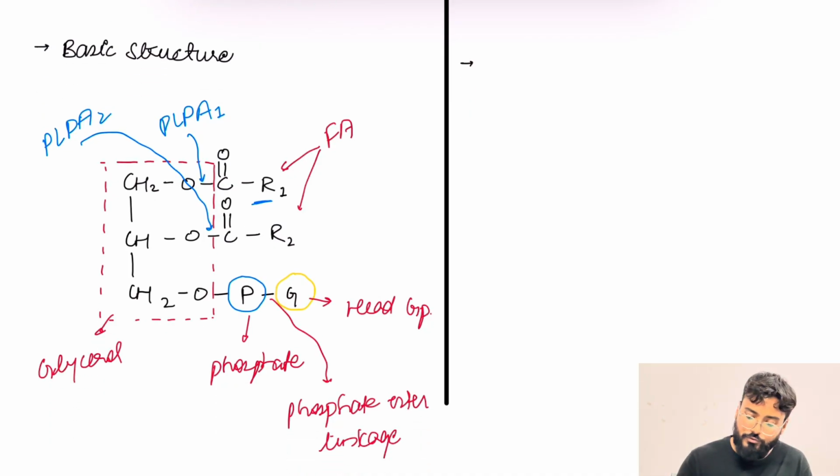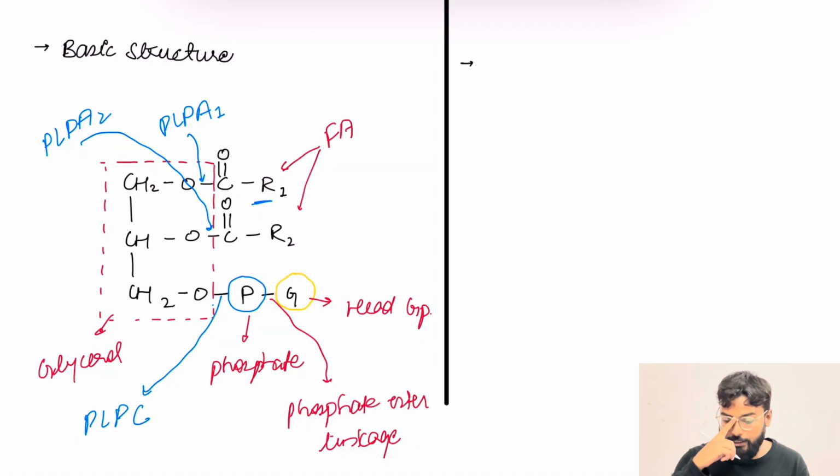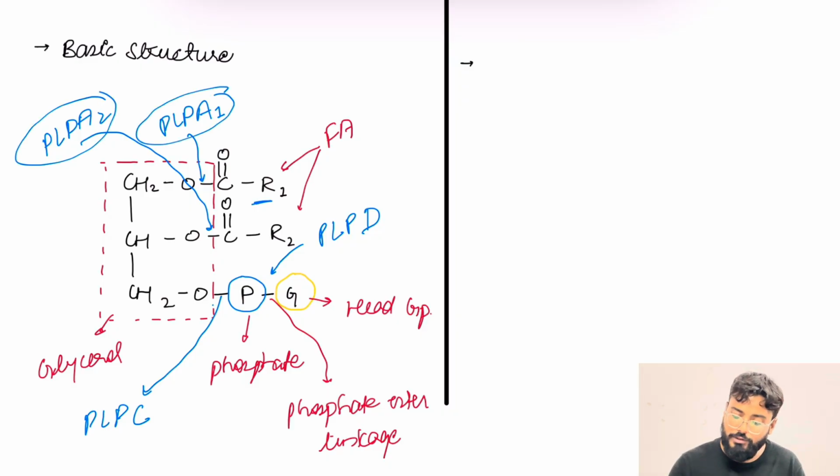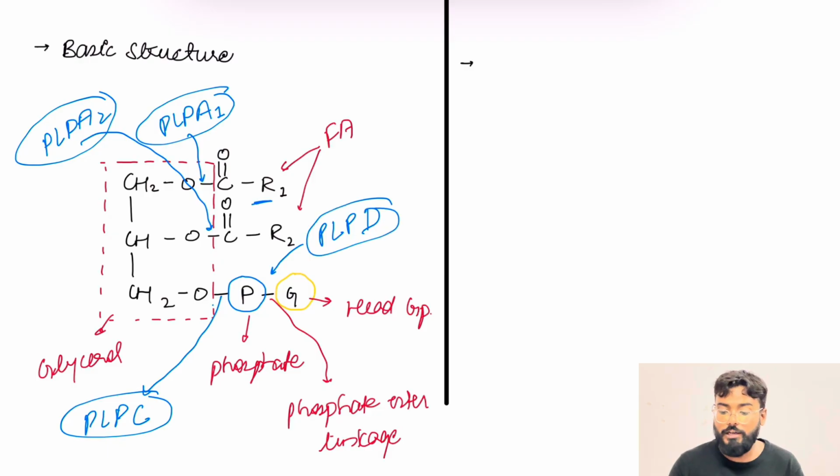Now there is phospholipase C. This is your phospholipase C, which breaks the bond between the glycerol backbone and phosphate, and phospholipase D removes the head group from the remaining components. So these are the enzymes which act on specific locations of the glycerophospholipid and remove specific components. This you need to remember.